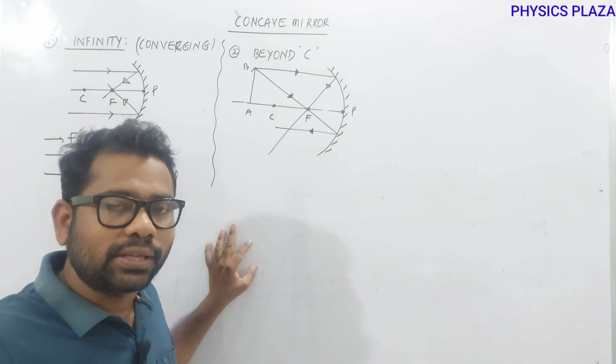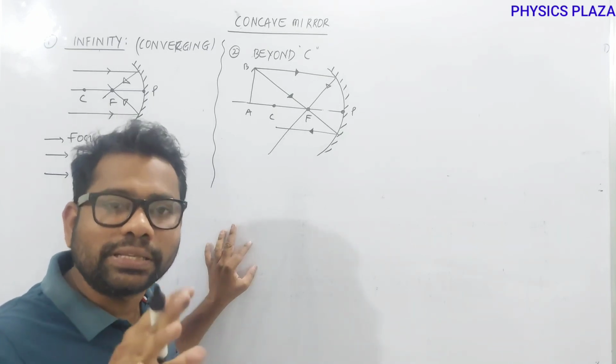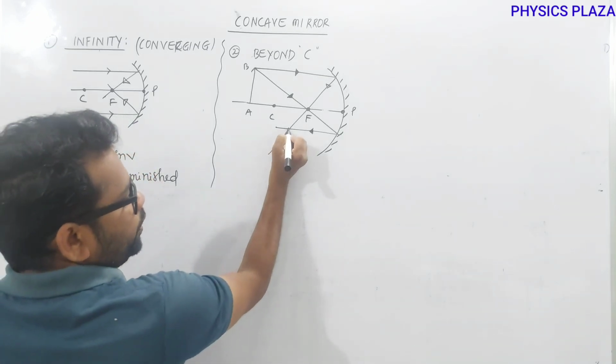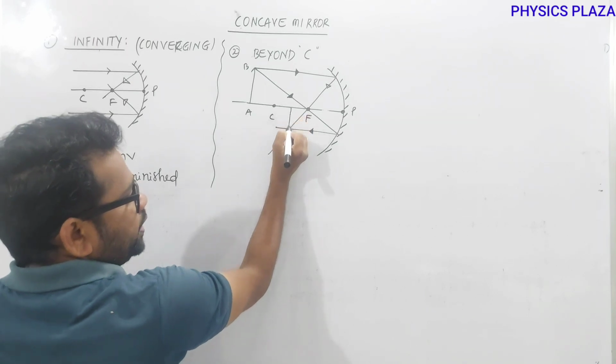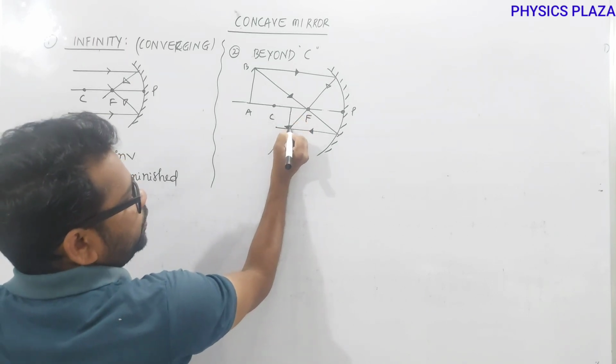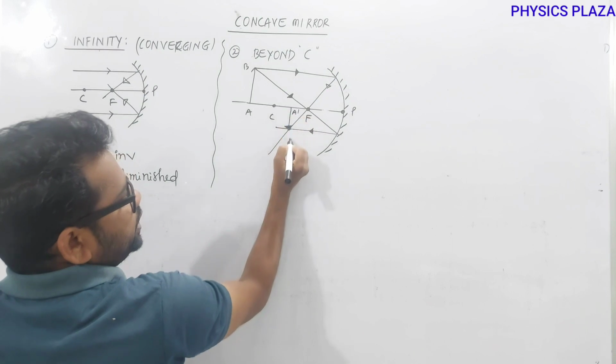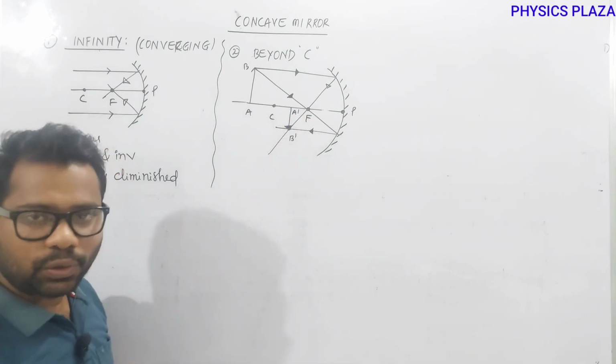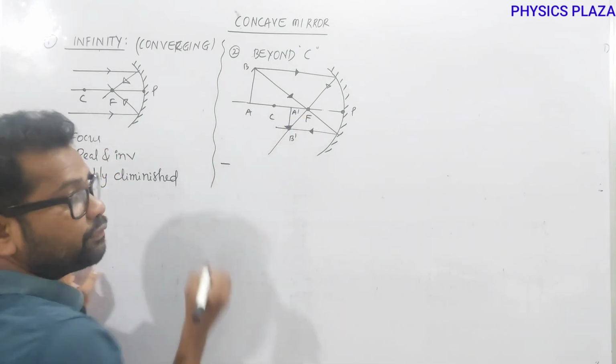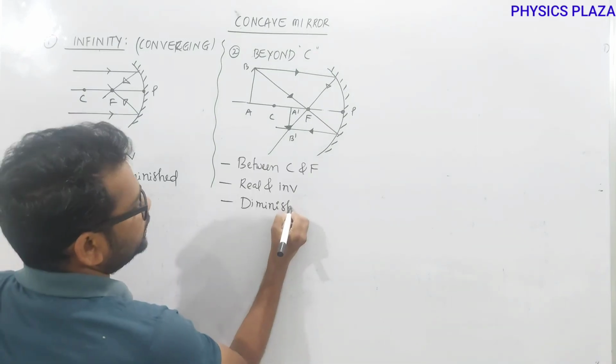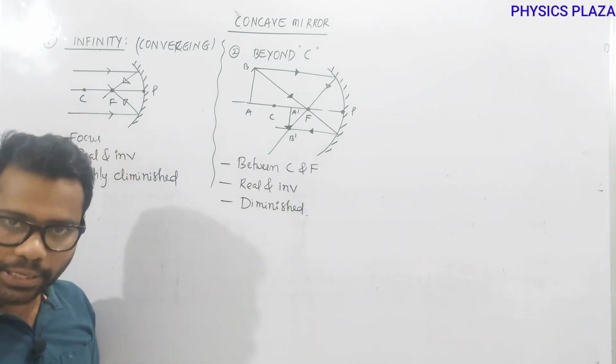Now you have to notice, are the light rays meeting after reflection? Yes, they are meeting. Where? This is a point where the image is going to be formed. It is A dash and B dash. Okay, fine. The first point, where the image is formed, diminished image. So this is the second case.